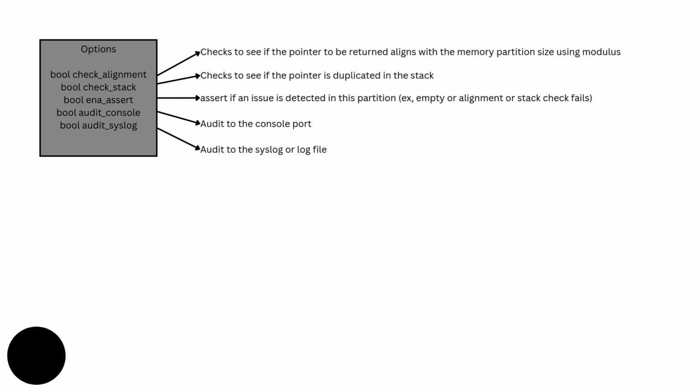It also would assert if there were any alignment issues or stack check issues. And then part of that checking was, are we going to audit all of these allocs, frees, initialization, whatever, to the console port, and then also audit to the syslog or log file, whichever one. It's all just things that we use for debugging.